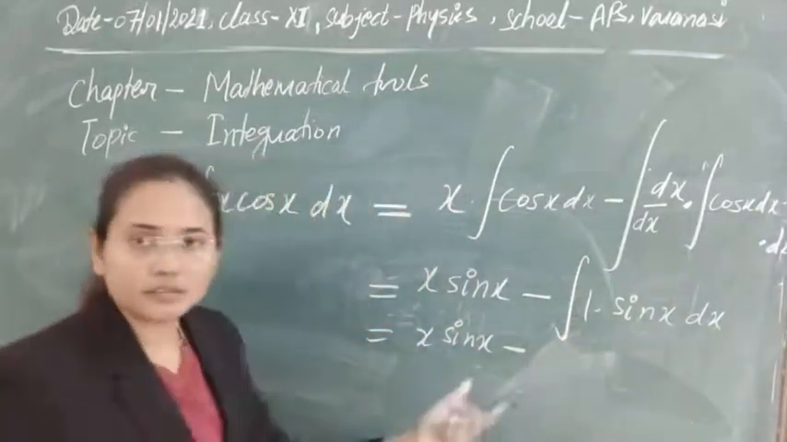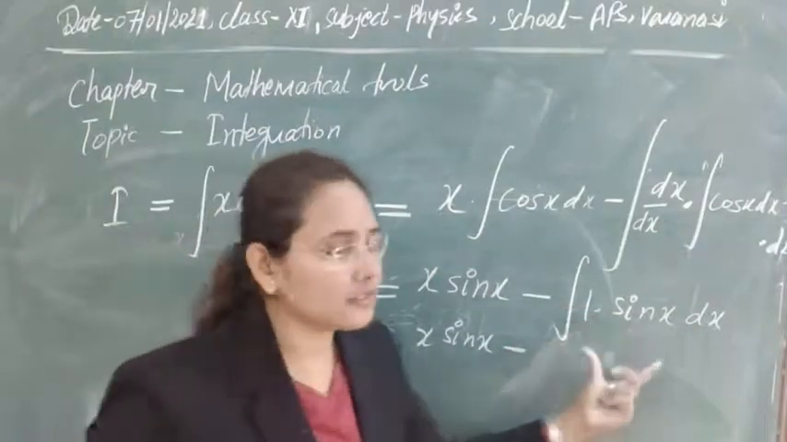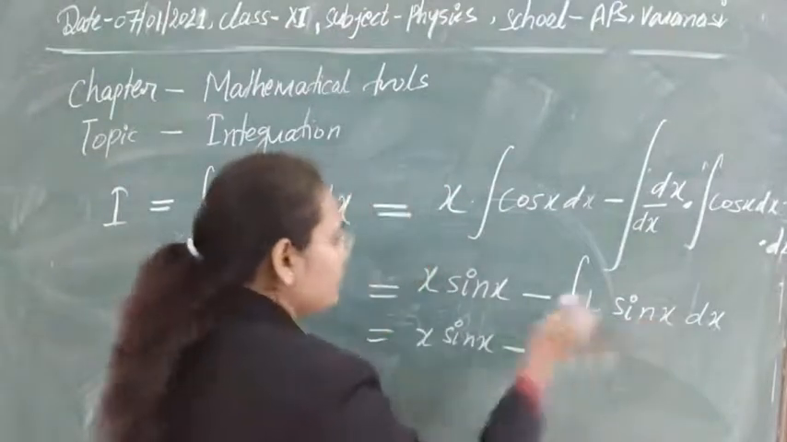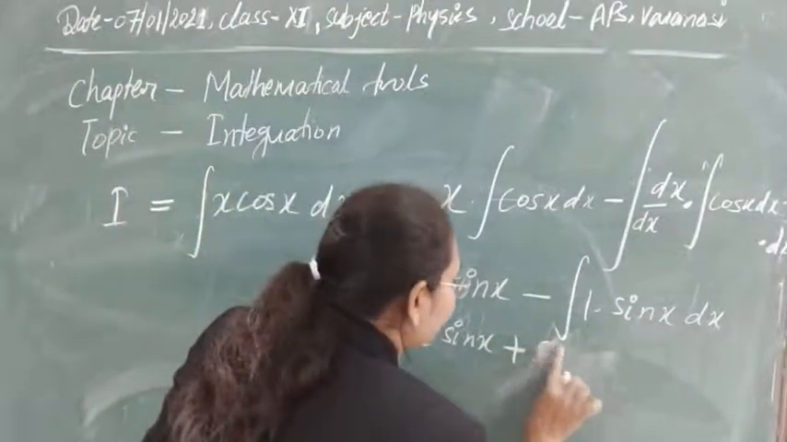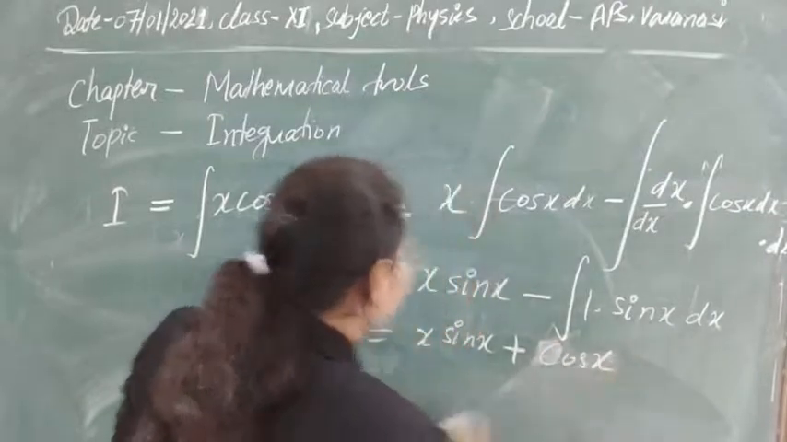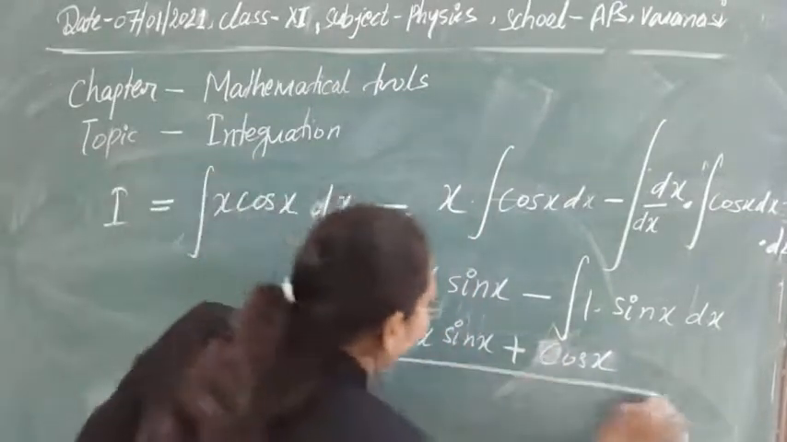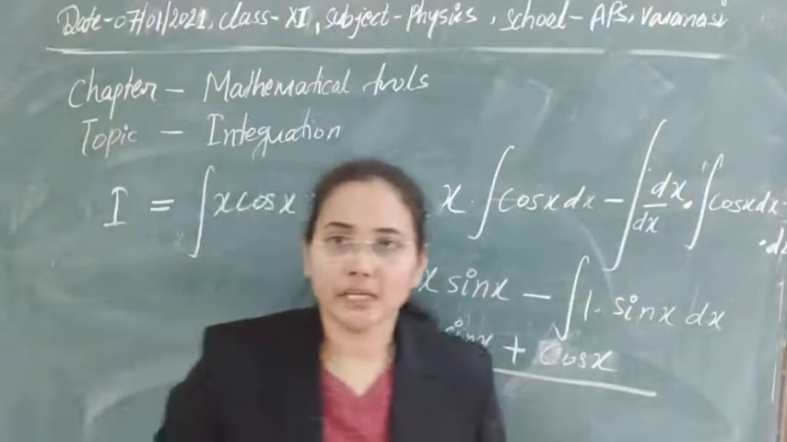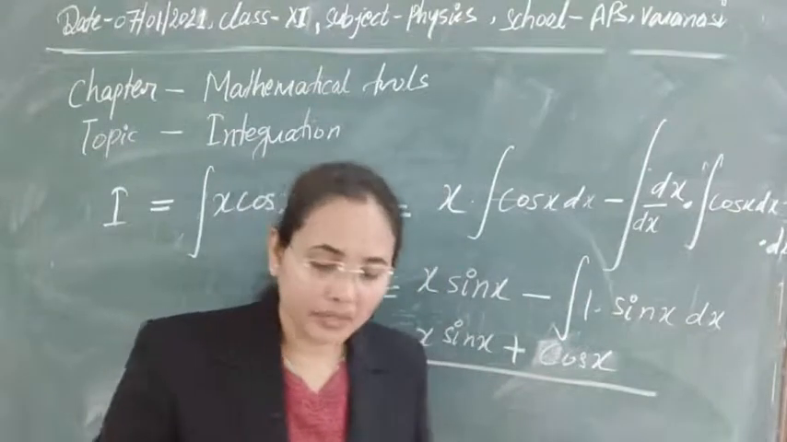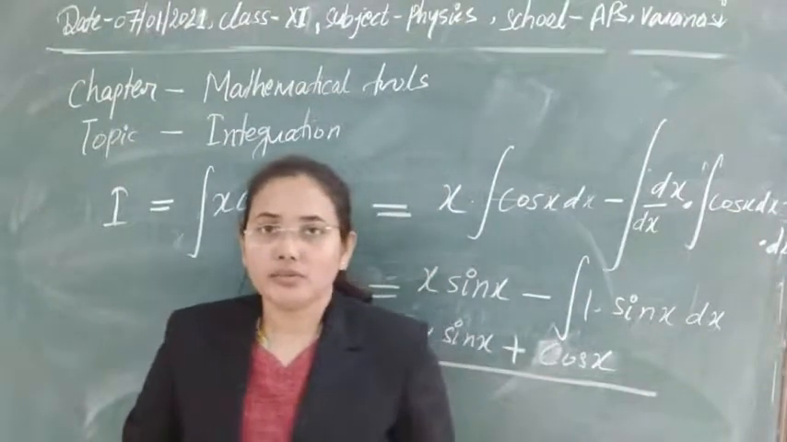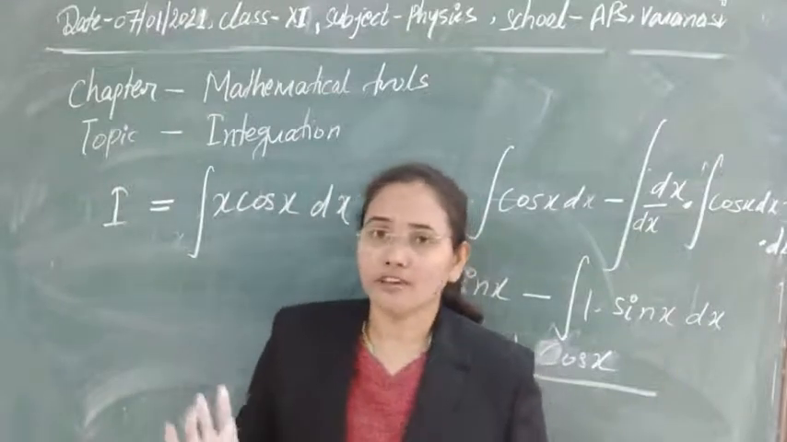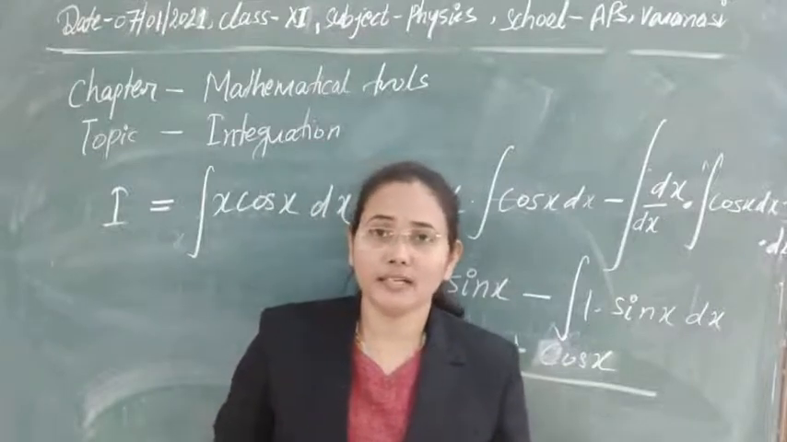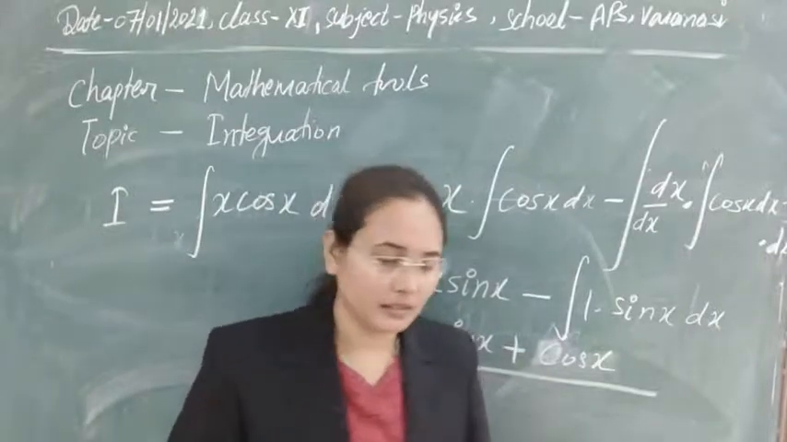minus cos x. I just told you the differentiation of sin x is equal to cos x, but the integration of sin x is minus cos x. So here you will finally get x sin x plus cos x. This is the solution that you will get after using by parts here. So in this way you can easily solve this by using the formula that you know and by using the by parts method. Whenever, friends, you have functions given in terms of a product, then there you can adopt the by parts method.